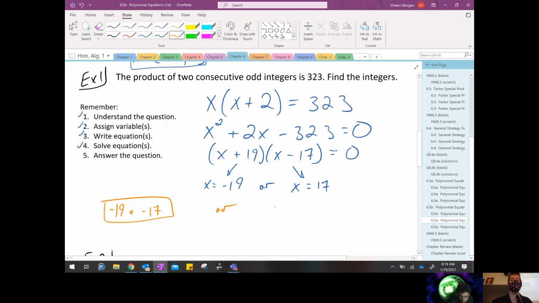All right. What if x was 17? What will my next odd integer be? Nope. Try again. 19. And do those two numbers have a product of 323? Of course they do. All right. So we've got two possible ways to answer this word problem. Is it all right for us to be able to have a word problem that could answer a couple of different ways? You're darn tootin' it would be.